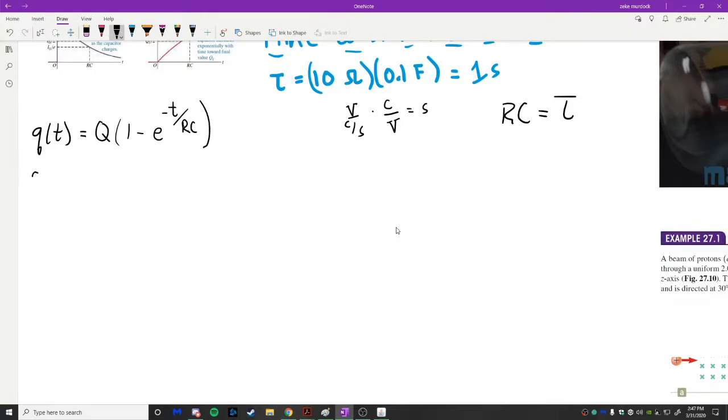So what is Q after one time constant? Can you guys calculate that really quickly and tell me what it's equal to? If I put 1 tau in here, that's like negative RC over RC, which is just equal to negative 1. Okay, what's that equal to?